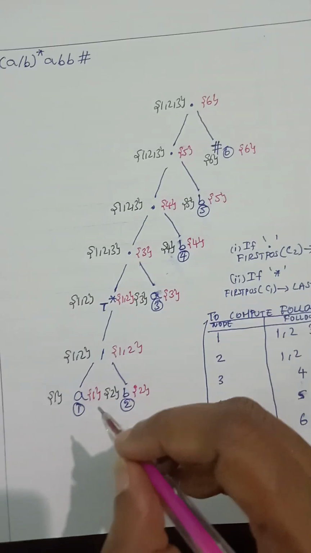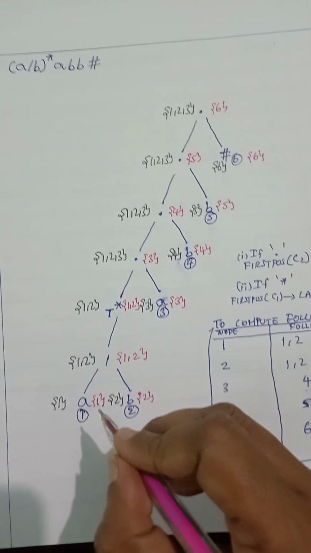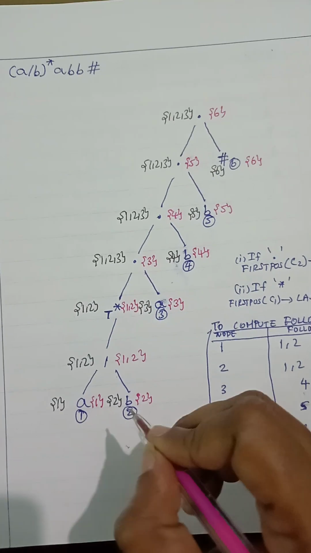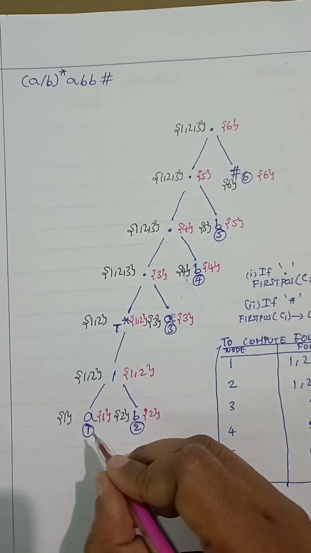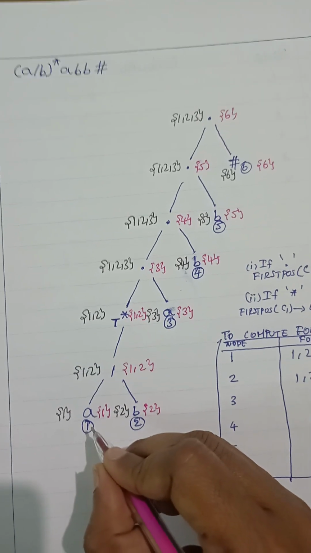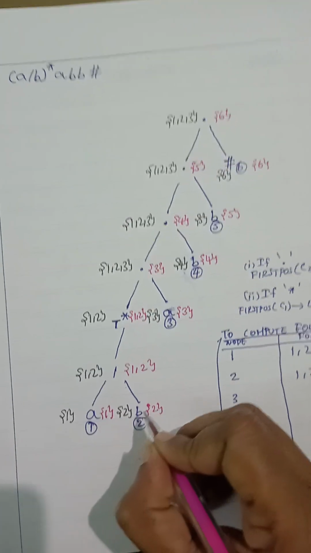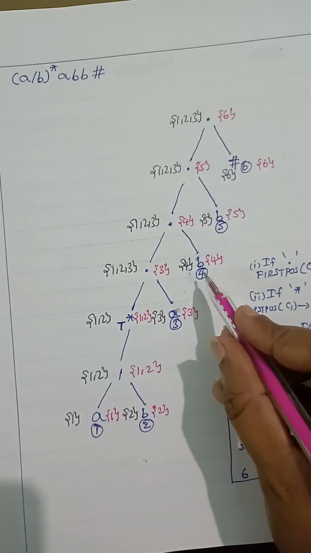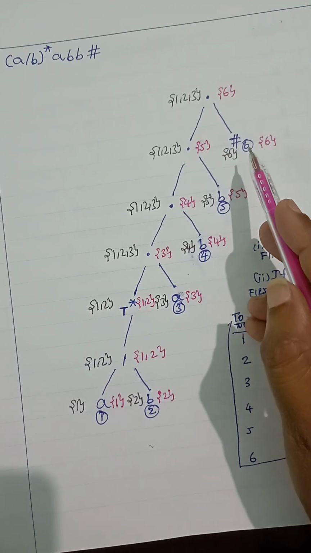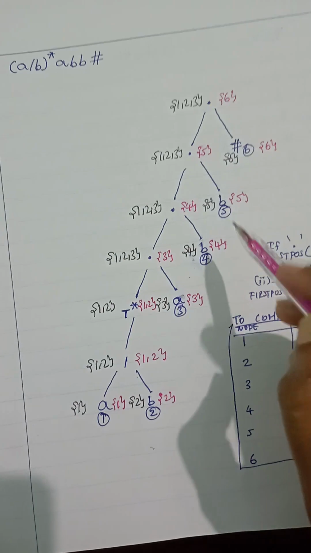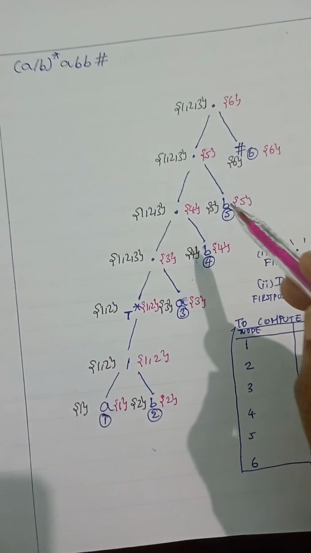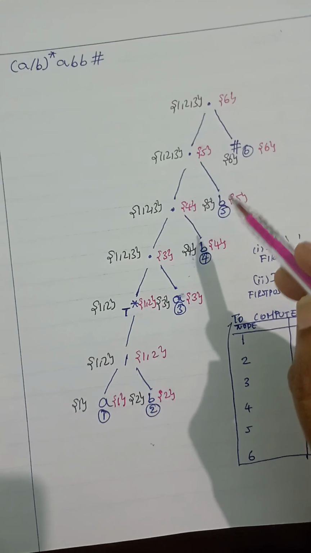Now, what is the third step? Third step is we have to number all the leaf nodes. So I have numbered all the leaf nodes, for all the leaf nodes 1, 2, 3, 4, 5 and 6. After numbering all the leaf nodes, what is the next step?